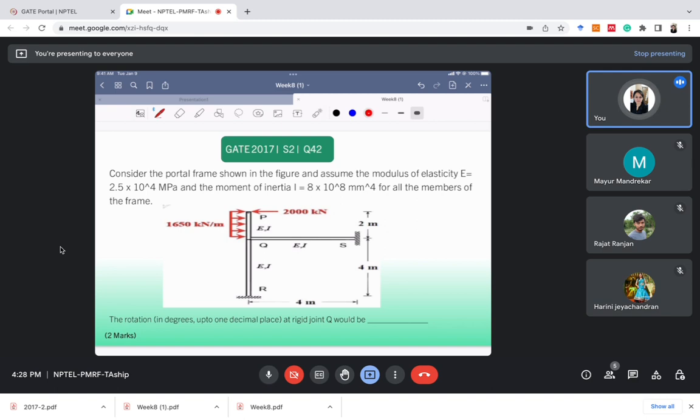So there's another question from GATE 2017 of set 2, question number 42. In this question, there's a portal frame which is given to us, and the values of E and I are given, and you need to find the rotation at joint Q. So here also we need to find the rotation. Whenever you are asked to find the rotation, just simply use the slope deflection equation. Okay, so let's see how to solve this question.